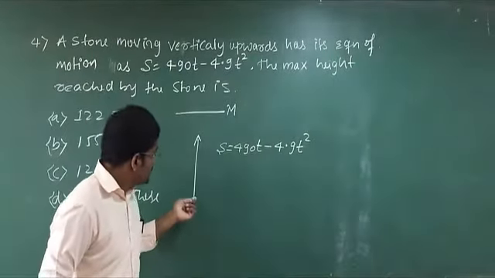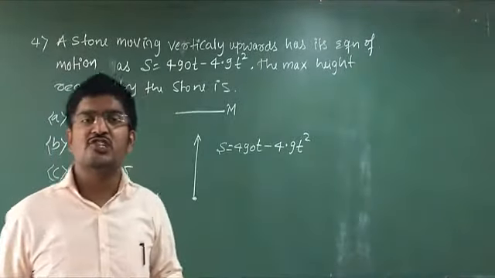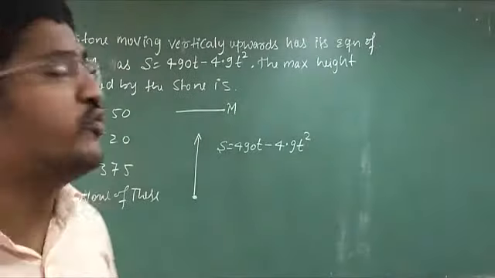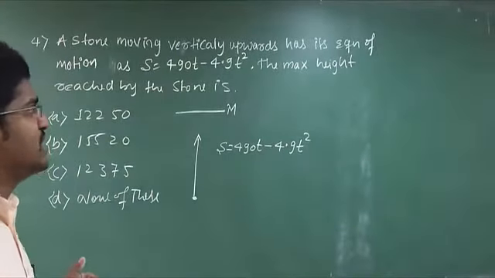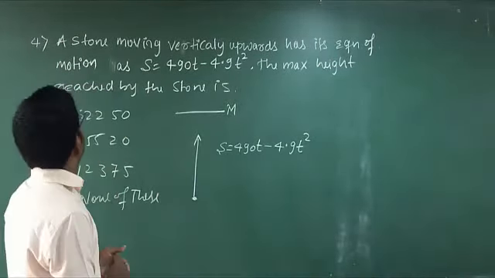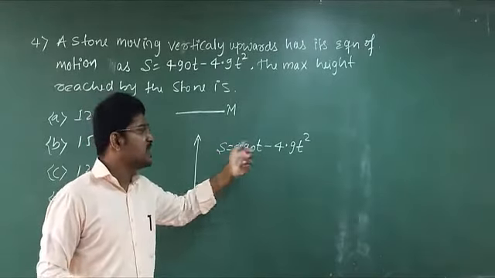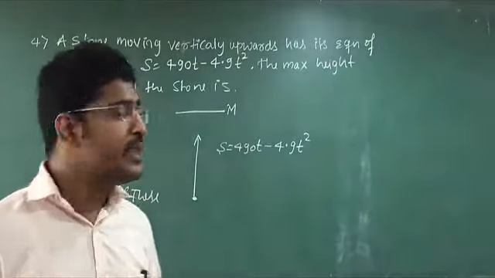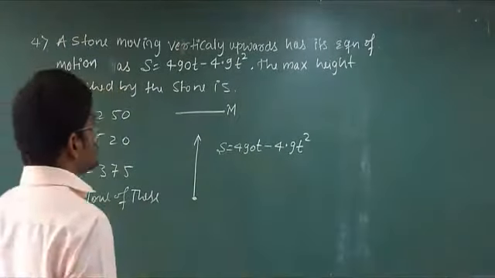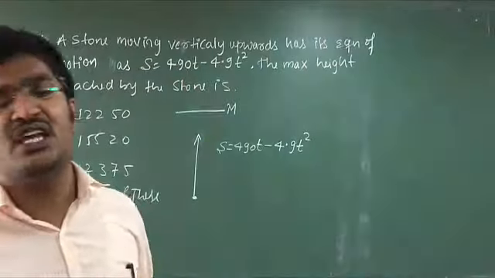That means this stone can reach how much maximum height when it is moving with this particular equation of distance, they are asking. Are you getting my point? Okay. So here the stone is moving vertically upwards. That means the displacement is given here. The displacement is 490t minus 4.9t square. Then what is the maximum height it can reach, they are asking.